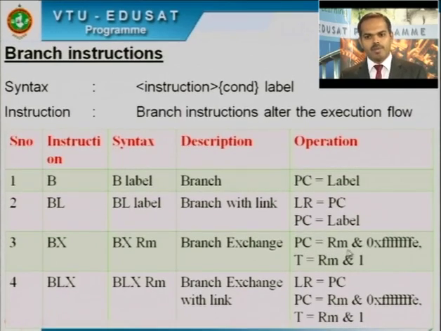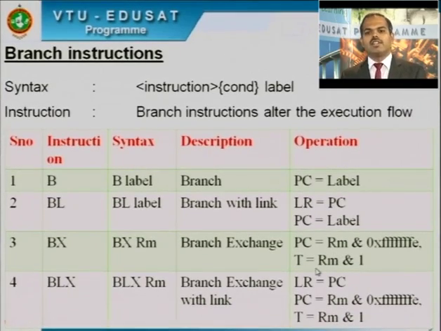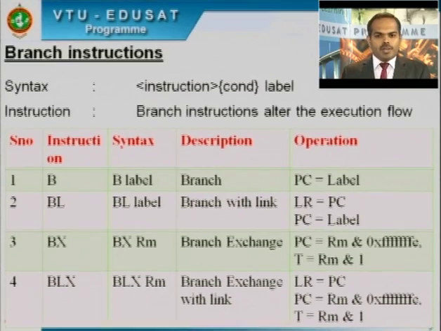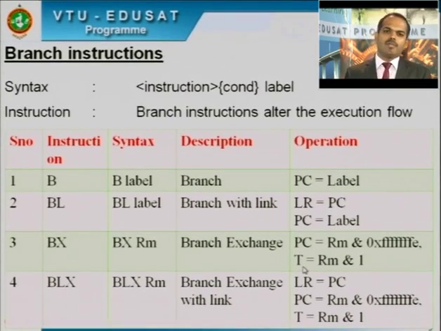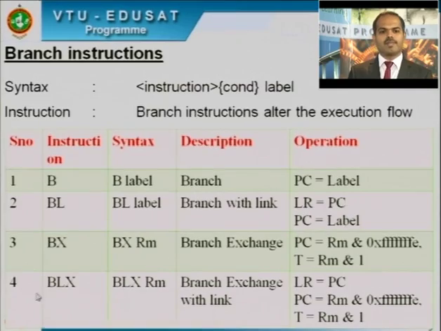PC equal to RM ANDed with 0xFFFFFFFE, and that is the PC value. T is the LSB of the RM ANDed with 1 here. That is, if we want to change the processor state from ARM to Thumb, or Thumb to ARM, then it is suggested to use the instructions BX or BLX. We will see this description in the next slide. Right now we will continue seeing the syntaxes.